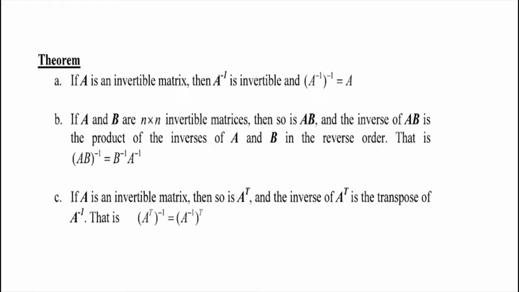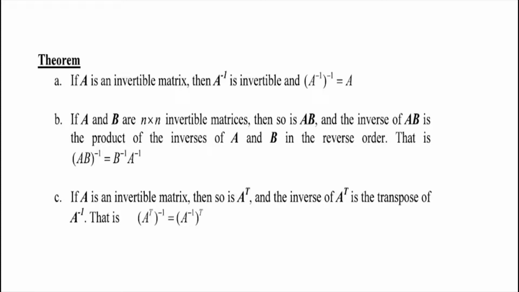In part B, there are 2 matrices given. If A and B are n cross n invertible matrices, A and B both are invertible, then so is AB, and the inverse of AB is the product of the inverses of A and B in the reverse order. That's AB whole inverse is equal to B inverse A inverse.